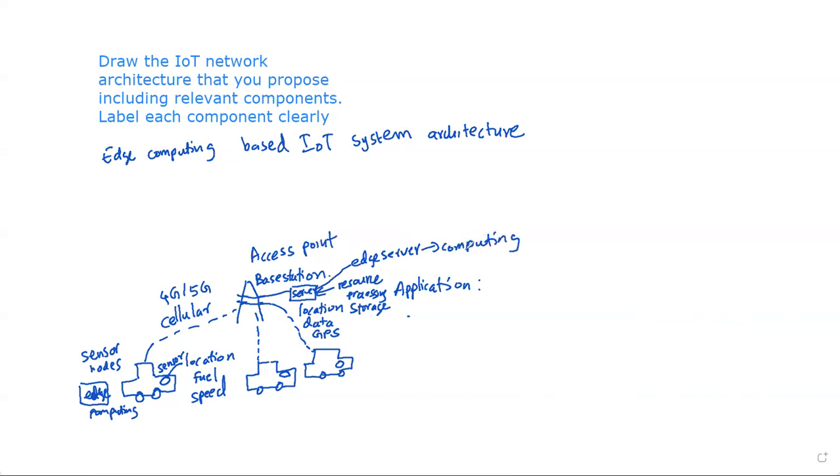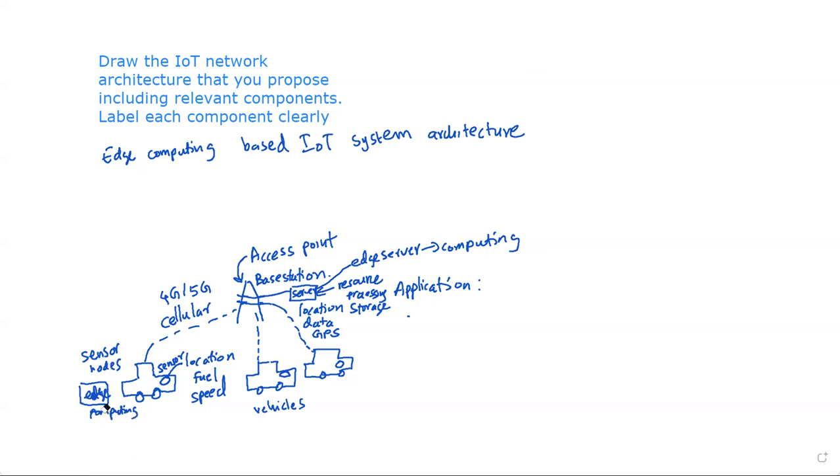Right? So once you are drawing this network architecture, you need to mention clearly where the computing is done, and you need to mention the access point. You need to clearly draw it and point it, and then you need to mention where the vehicles are and where the vehicle sensors are, right? Those things you can mention very clearly in the network architecture.